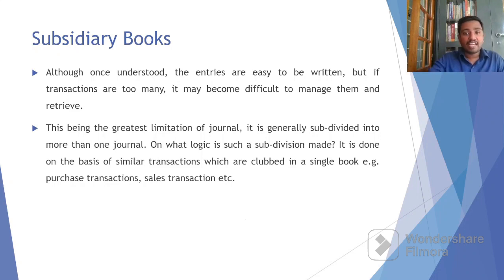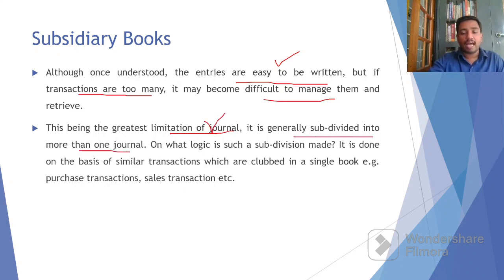The entries can be easily written. Posting journal entries into the journal is very easy. But what happens when the transactions are too many? It becomes very difficult to manage them, analyze them, and summarize them. To overcome this limitation, the journal is subdivided into different types of books, and they are known as subsidiary books. To overcome this particular limitation of the journal, we have subdivided the journal into more than one journal. That is known as the subdivision of the journal, or we call it the subsidiary books.